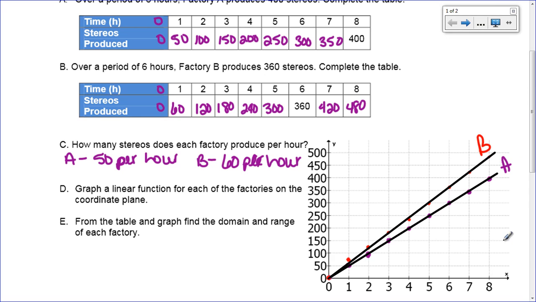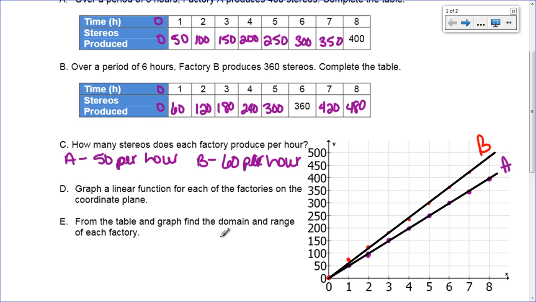Now from the table and graph, we're going to find the domain and range. Well, if I connect them, then it's going to be a continuous graph, and I find my domain that way. And we're going to assume that it is, because they do not go from 1 hour to 2 hours. Somewhere in there, the people at Factory A worked an hour and a half, and they made 65 radios. And so it's got to be continuous data.